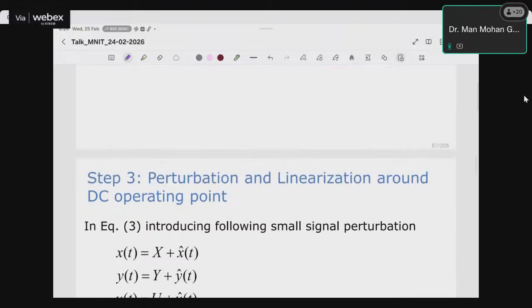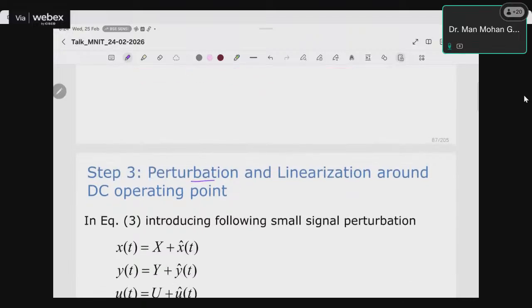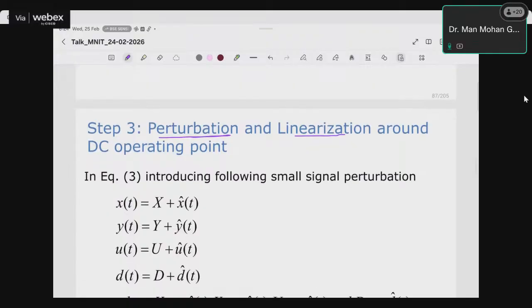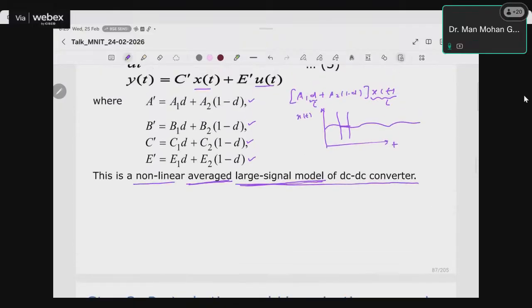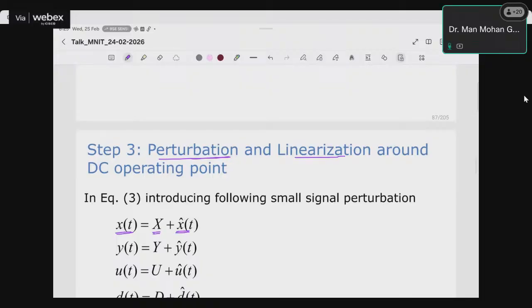Now in step 3, we introduce perturbations and do linearization. So what is the meaning of perturbation? As I said earlier, the original signal is x(t). Now we consider this signal as consisting of two parts. One is X, which is the DC operating point or nominal value, and near this nominal value we introduce some variations. We do this in every signal. For x(t), it is nothing but the inductor current and capacitor voltage.